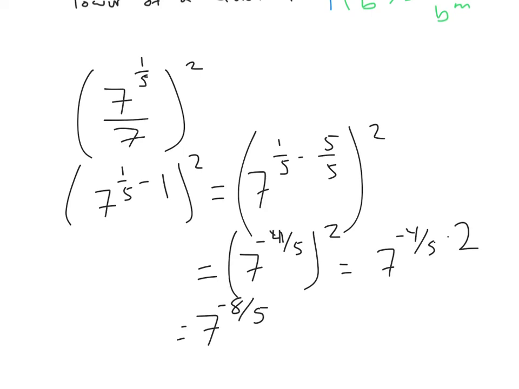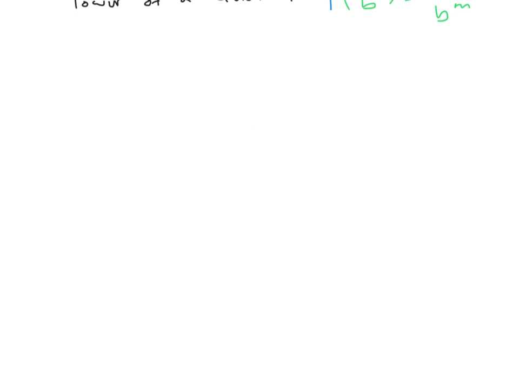Now, since this is a negative right here, I need to use that property where I move it down to the bottom. Does anybody remember what it's called? You didn't think I'd ask you a question in this, did you? Right, whoever said the negative exponent rule is correct, okay? The negative exponent rule gives you 1 over 7 to the 8 fifths, okay? Boom.